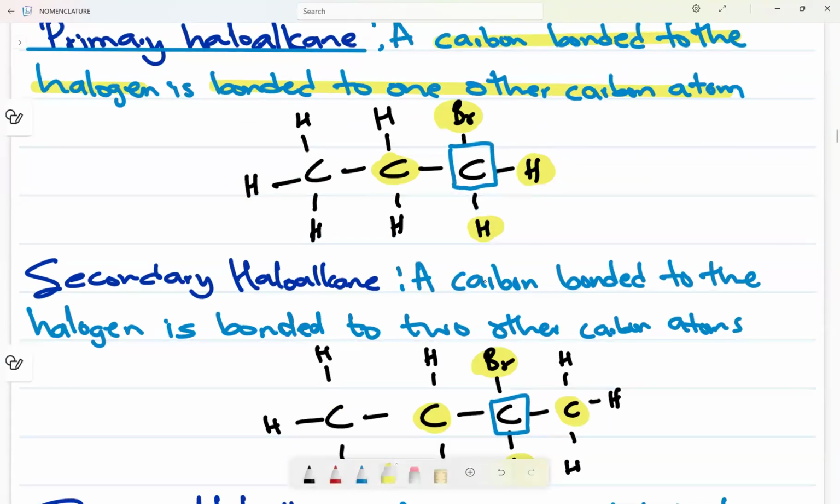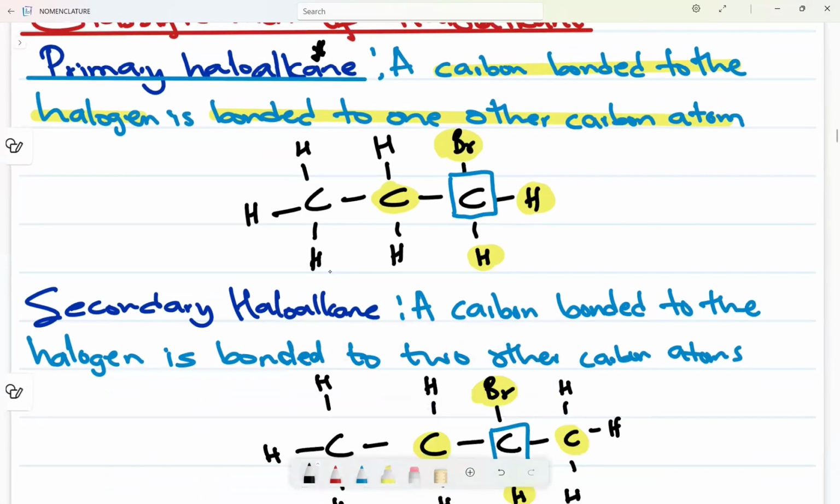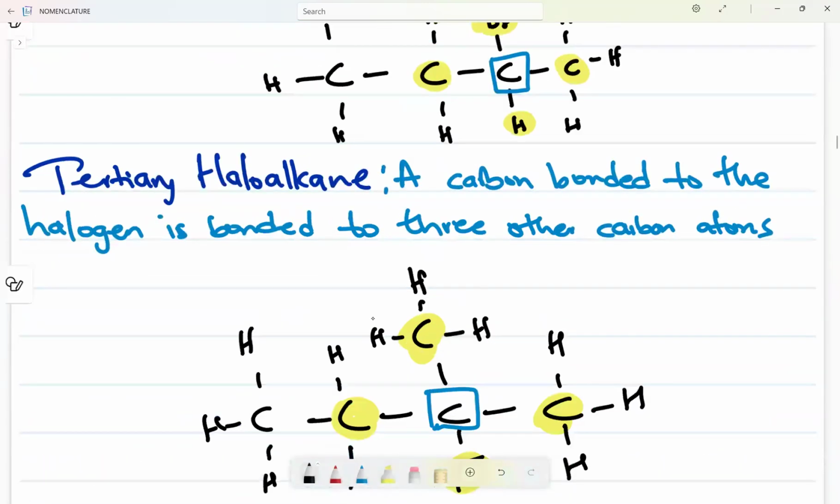You need to be in a position of knowing how to define that. Very, very important. You need to know how to define primary haloalkane, secondary haloalkane, and tertiary haloalkane.